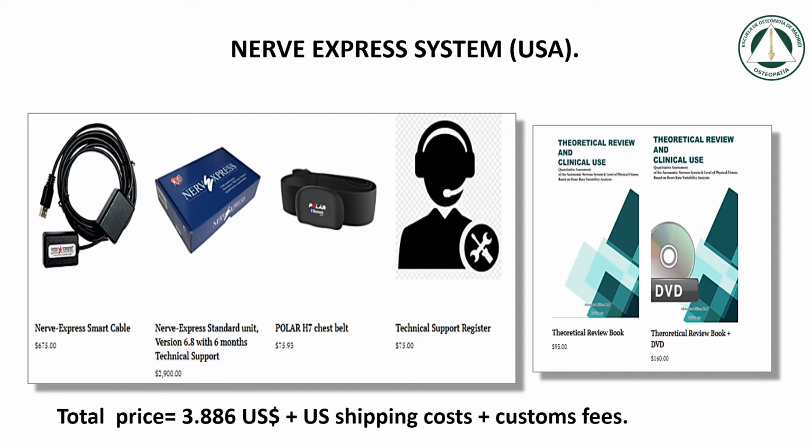Nerve Express software, USA. Although there are some tests that do not need material to study the neurovegetative system, autonomic nervous system or ANS, it is highly recommended to use the material described here. Most of the people working with ANS use the Nerve Express system sold in the US. Its total price is US $3,886, plus shipping costs from the US, plus customs costs.